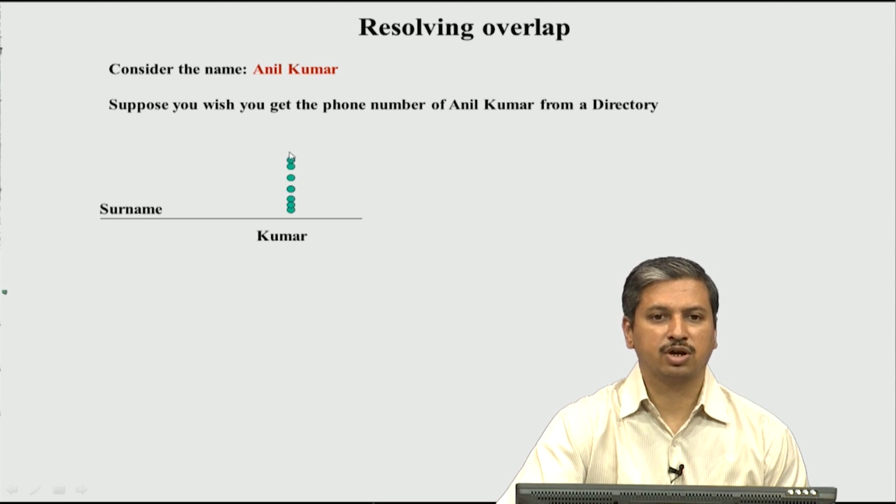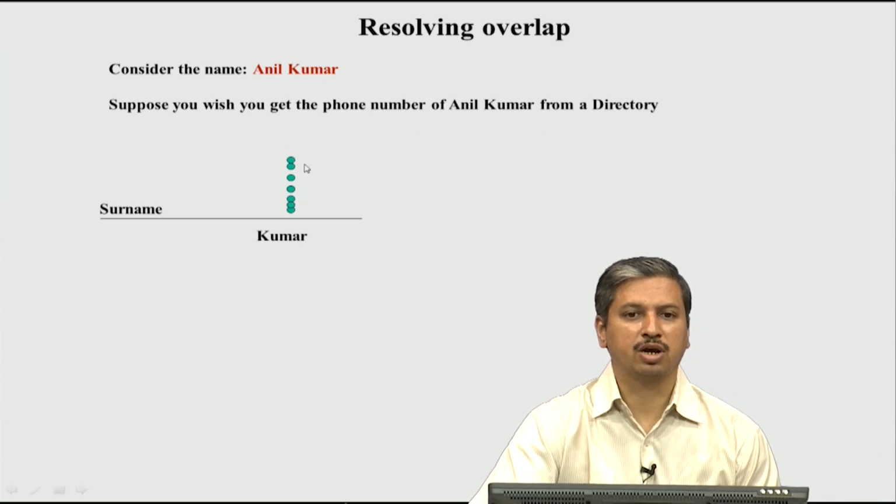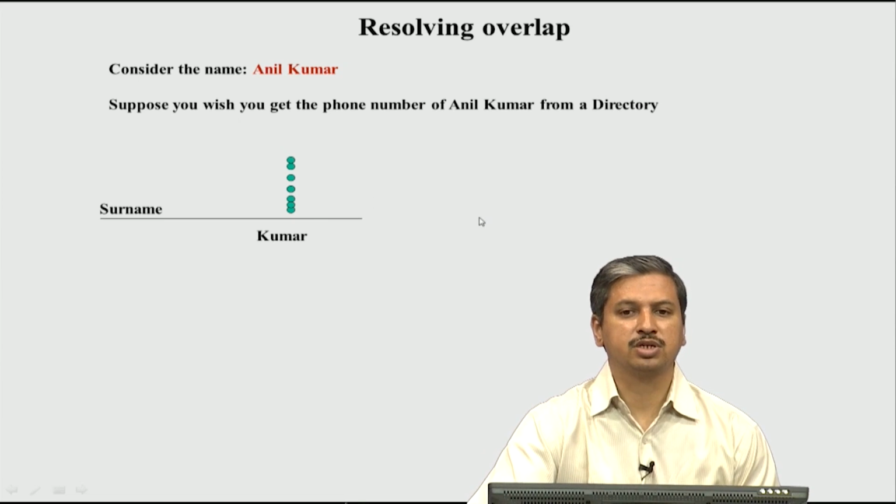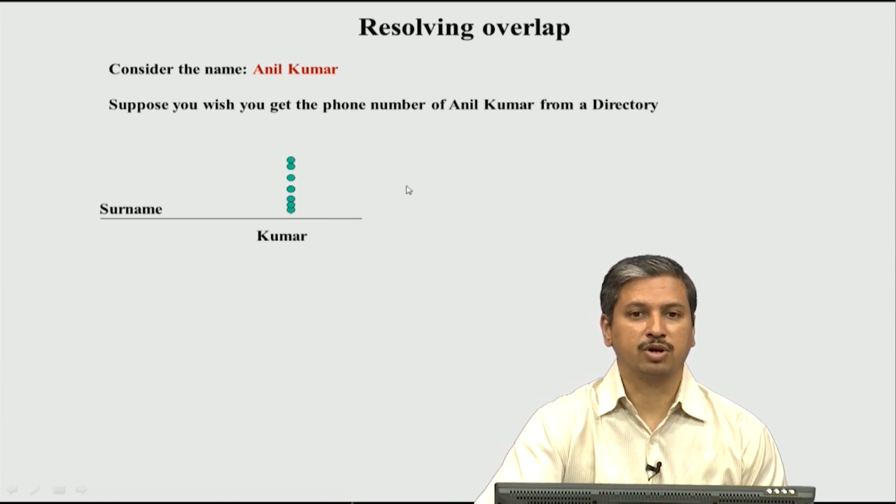So, you see this is what I have depicted schematically here, saying that there are many Kumars and they are all in the line, because that is called overlap, they are all overlapped. I do not know obviously which Anil Kumar, there are many Anil Kumars. So, I cannot simply look at the Kumar and get the phone number.